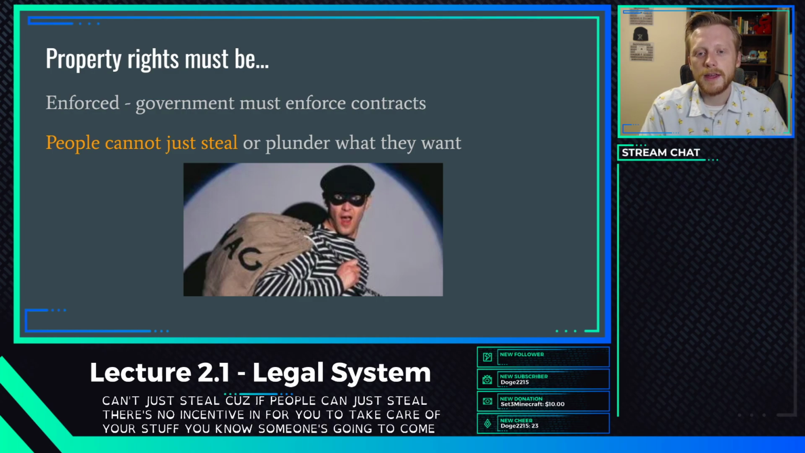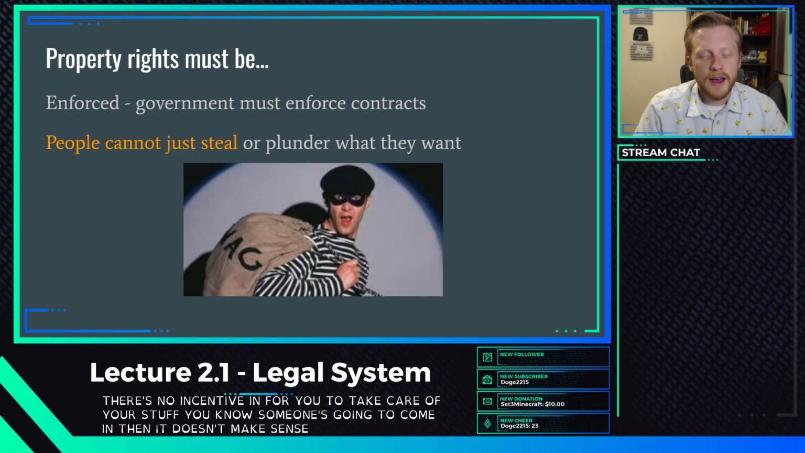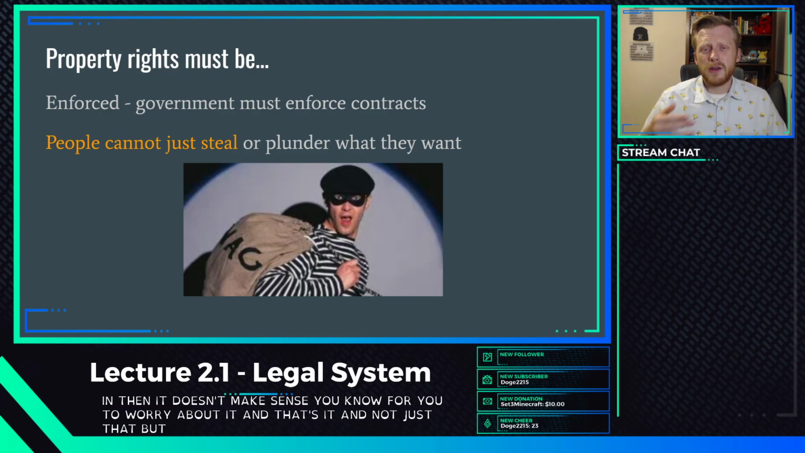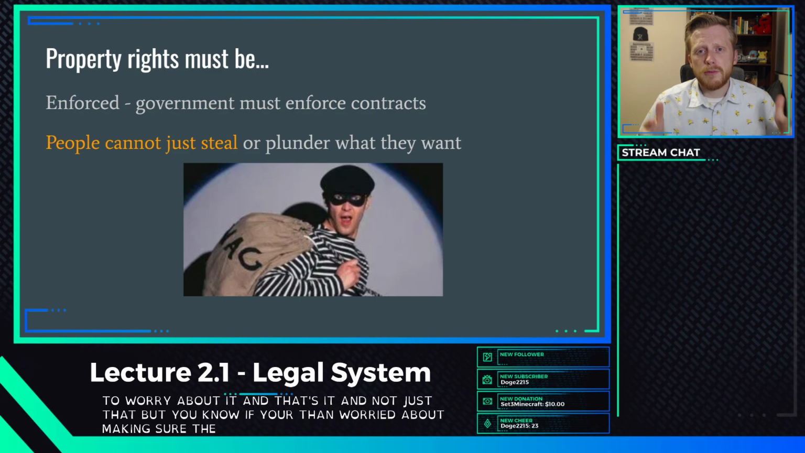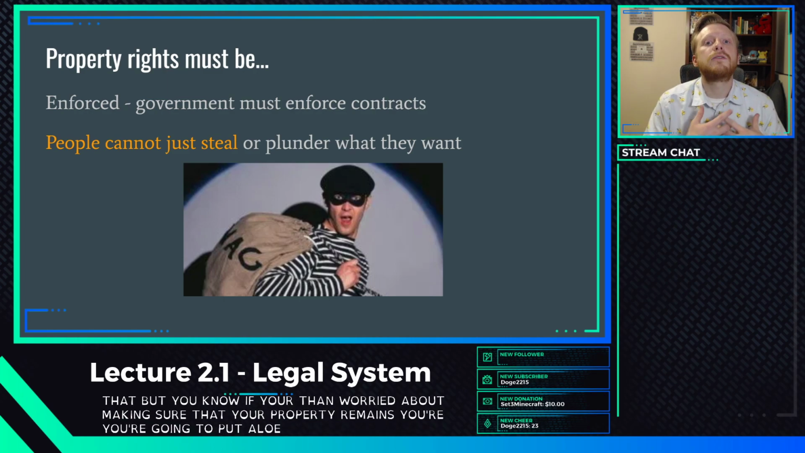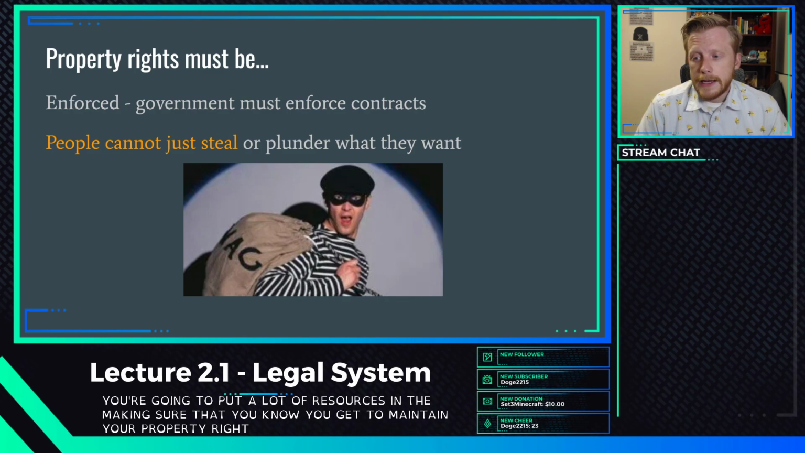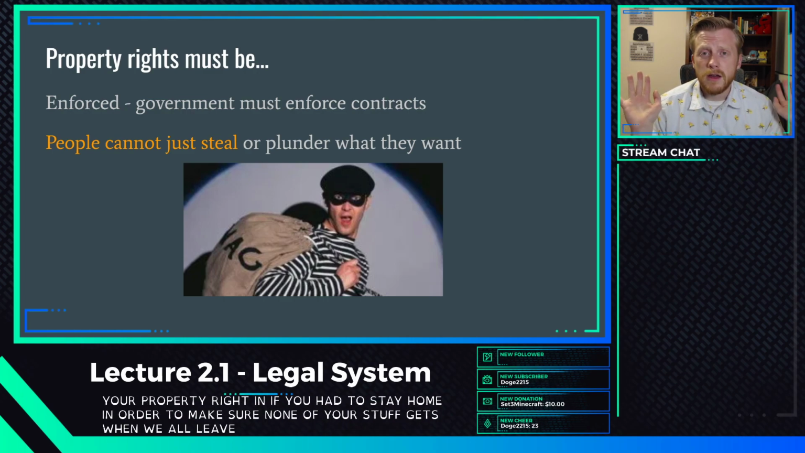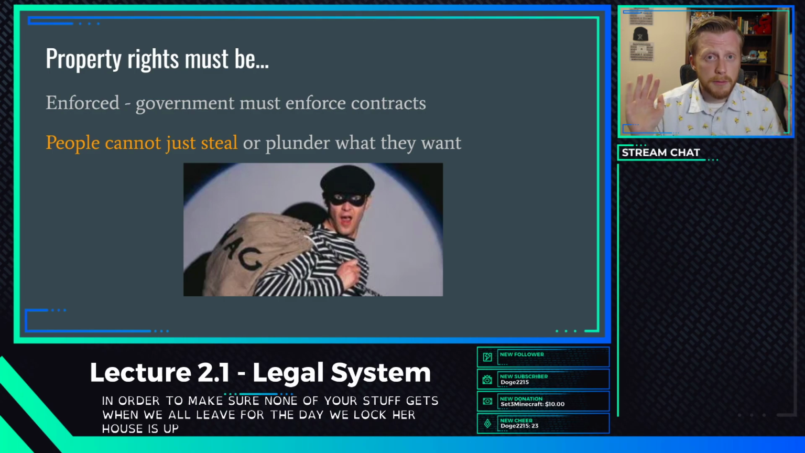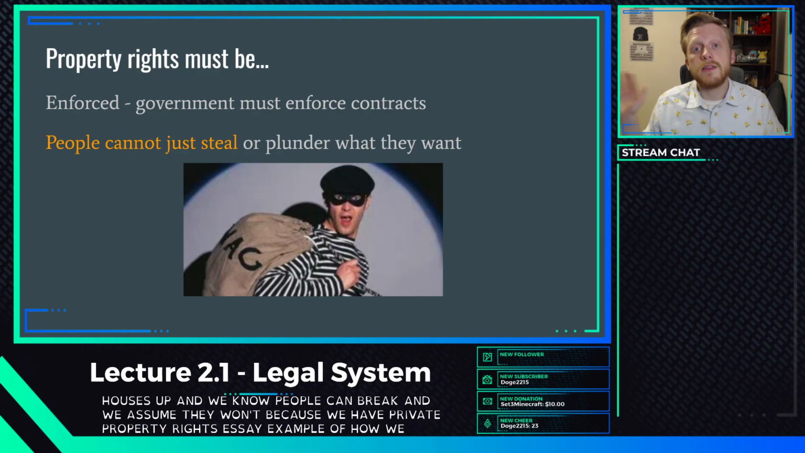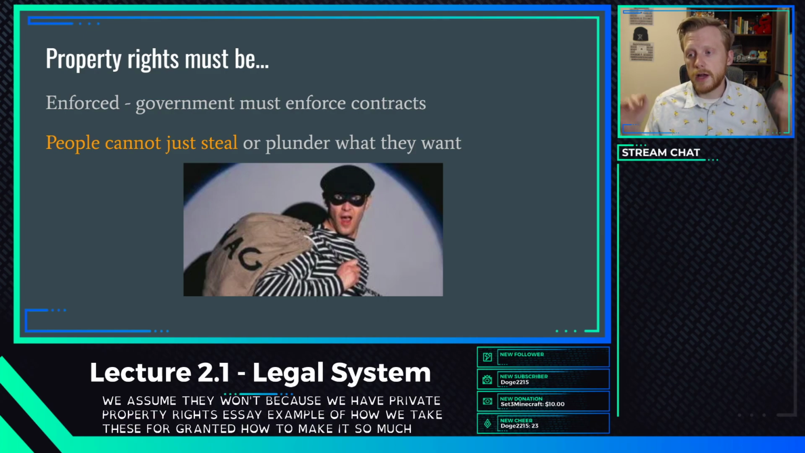If you know someone's going to come in, then it doesn't make sense for you to worry about it. And not just that, but if you're worried about making sure that your property remains yours, you're going to put a lot of resources into maintaining your property, right? Imagine if you had to stay home in order to make sure none of your stuff gets stolen. We all leave for the day, we lock our houses up, and we know people can break in, but we assume they won't because we have private property rights. That's an example of how we take these for granted, how they make us so much more productive, right?